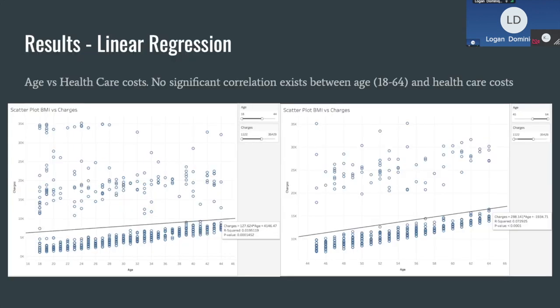Here we show age versus healthcare cost. We had two separate linear regressions along with the overall linear regression. Neither of them were significant. On the left, ages under 45, the R-squared value is 0.0195. On the right, the R-squared value is 0.07. That was for ages 45 plus. We also ran linear regression here with the outliers included and excluded. And we also ran it across the entire data set and then the clinical categories, with each test showing limited to no correlation.